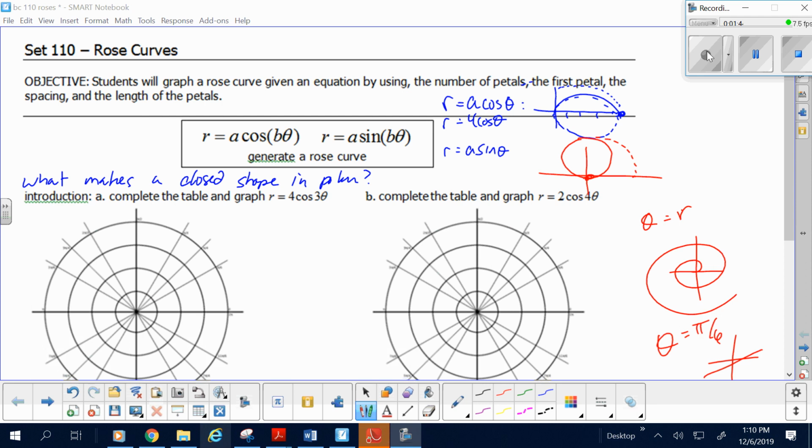Okay, oscillating, because r starts at, let's say we start at the origin. If r starts at 0, then gets bigger and bigger and bigger, but then goes back to 0, then didn't we start at the origin, get further away from the origin, and return to the origin? So what makes a closed shape in polar is the ability of a function to be 0, then bigger, then back to 0.